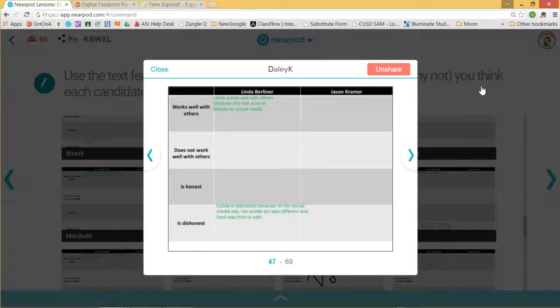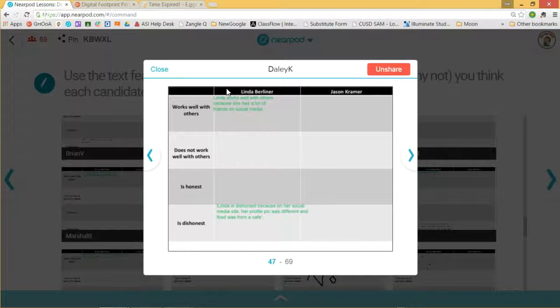Yeah, that's right. Okay. So Daly says that she'll work well with others, so that's pro, but anti is that Linda is dishonest because her social media site, her profile picture was different and the food was from a cafe. So I'm assuming you're saying the picture on her profile site was completely different than the person she portrayed in her application. And in her application, it said that she made the food, whereas the post said she had bought the food. Okay, so that's very good.